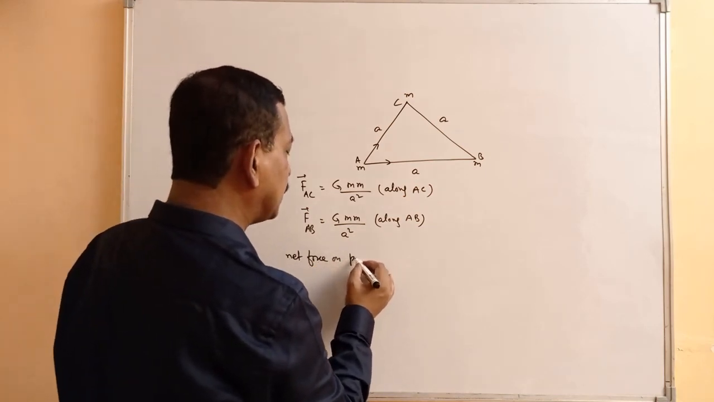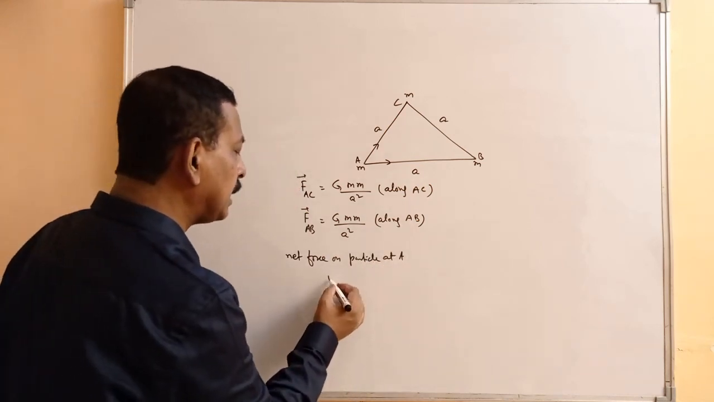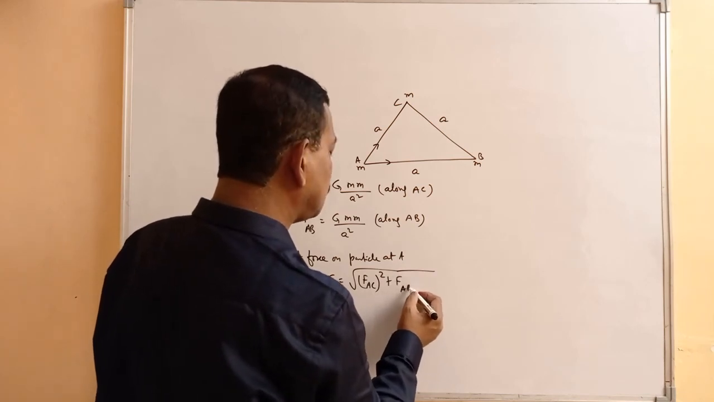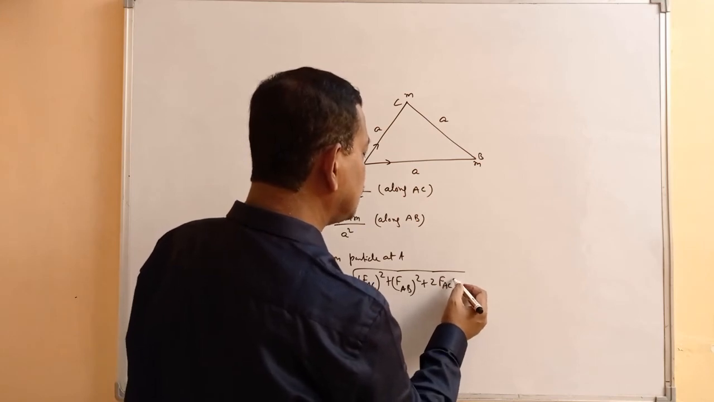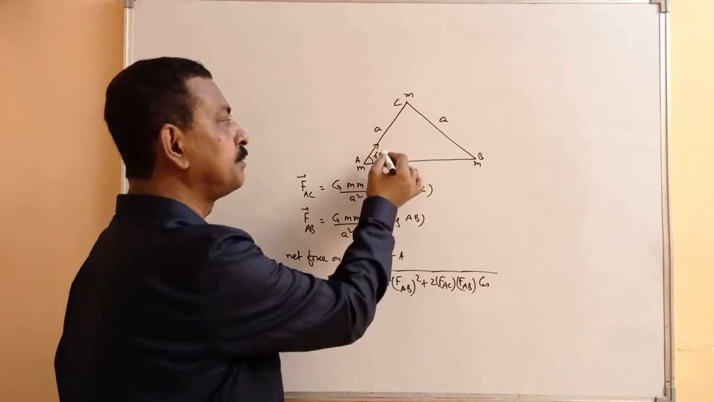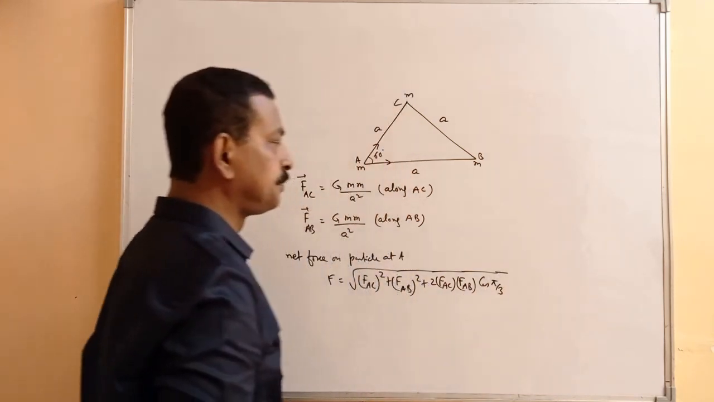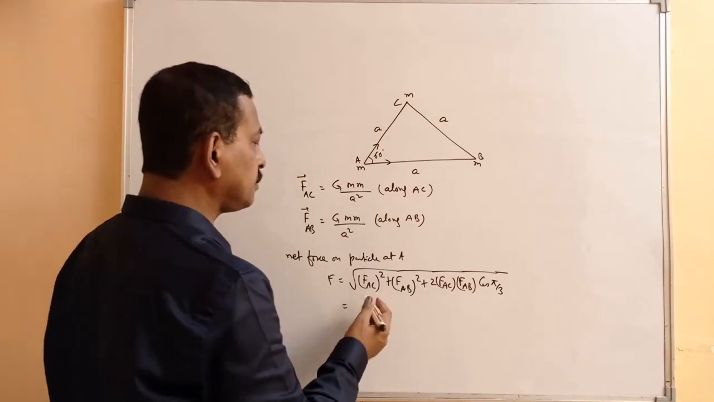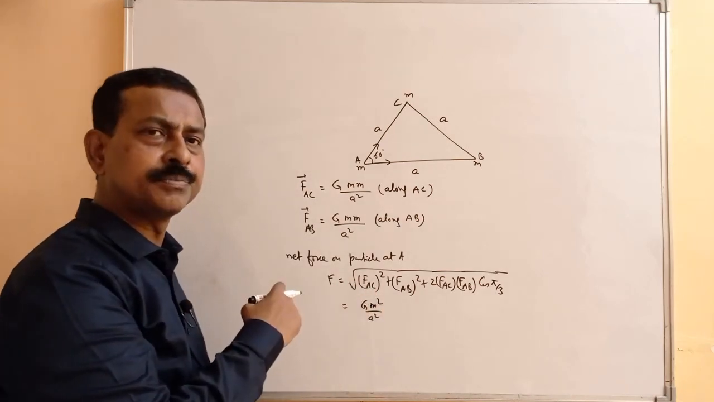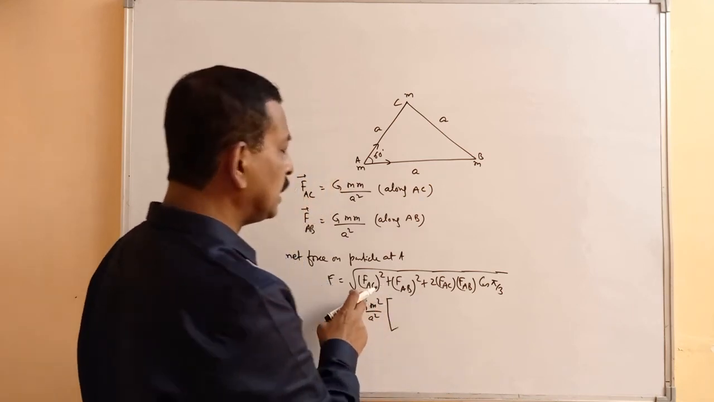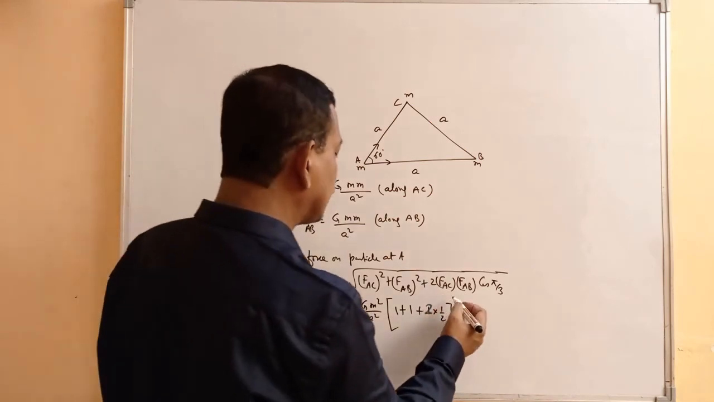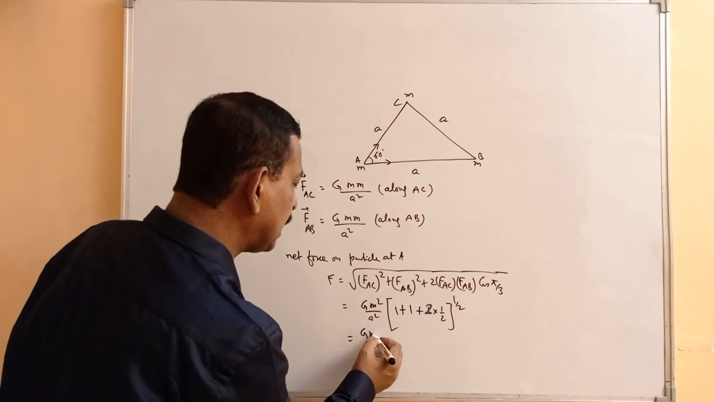So the net force on the particle at A will be F equals root over (F_AC square plus F_AB square plus 2 times F_AC F_AB into cos of the angle between the two). If it is an equilateral triangle, that means this angle is 60 degrees, so it is cos pi by 3. So that you can substitute. So this will be how much? This is basically G m square by A square, that term we can take outside. And here what you will be left with is first 1, it is also 1, and this is your half, and this power is half. So this is root 3 times G m square by A square.